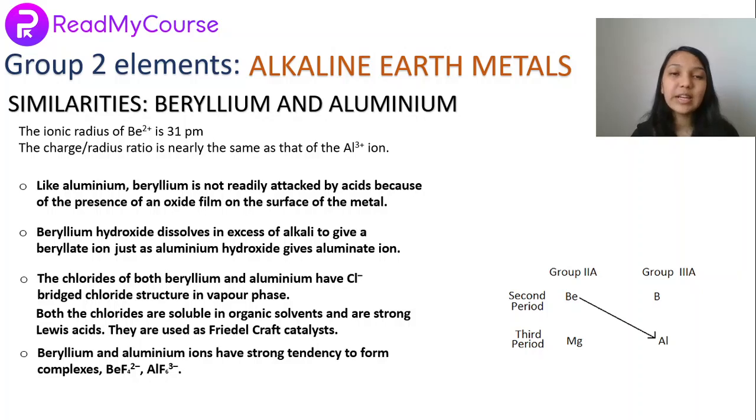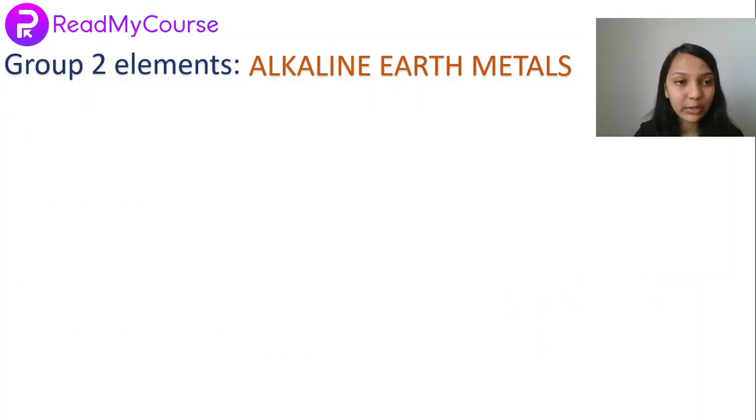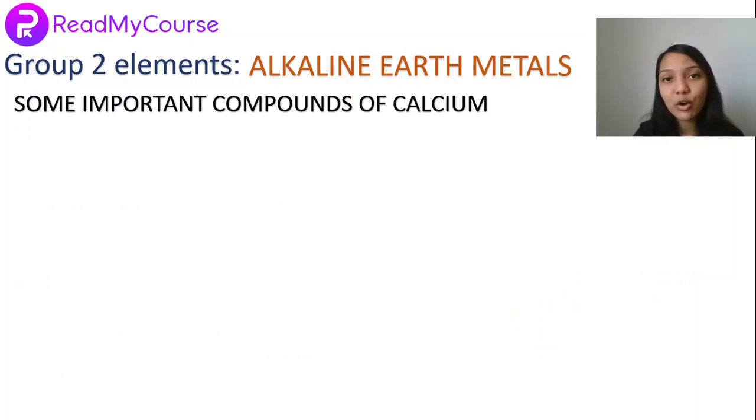Beryllium and aluminium ions have a strong tendency to form complexes. So this is about the similarity between beryllium and aluminium ions. Now moving ahead, we'll talk about some important compounds of calcium. Earlier, in the case of alkali metals, we discussed some important compounds of sodium, right? Here we'll discuss the important compounds of calcium.